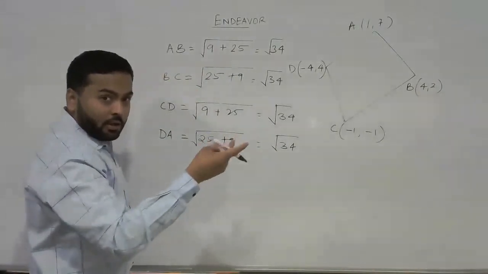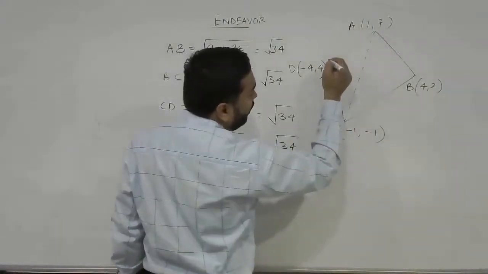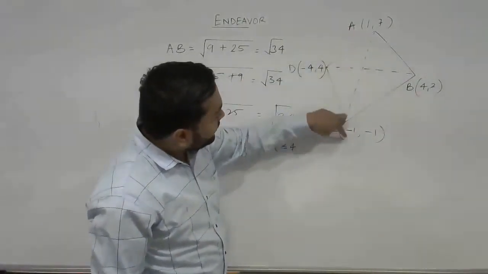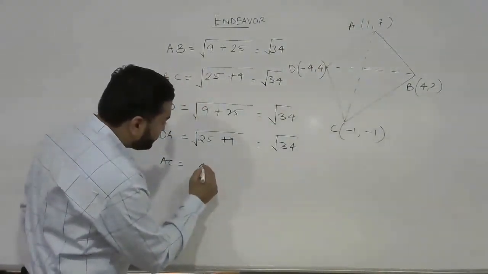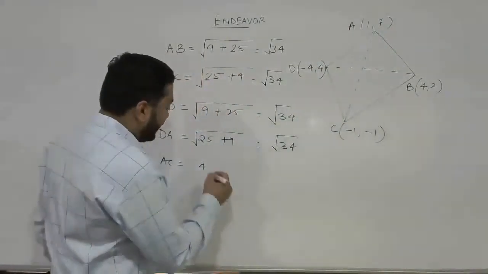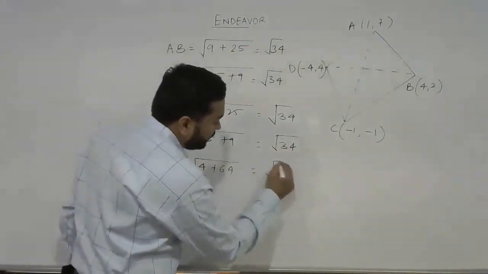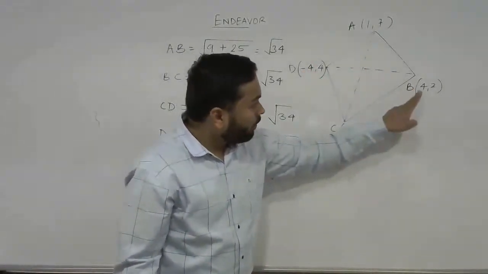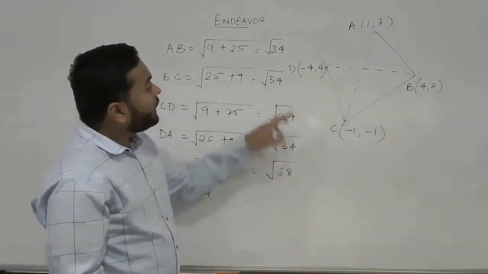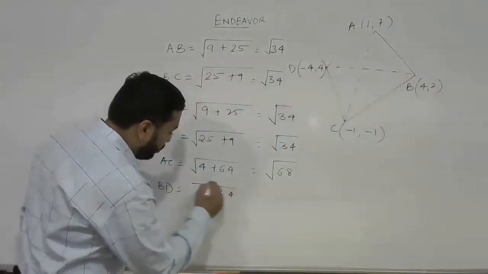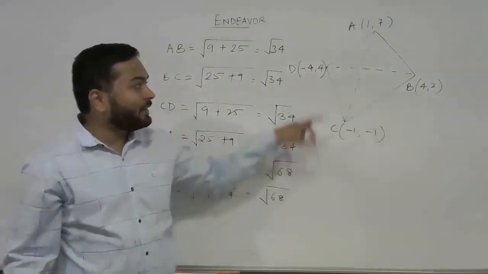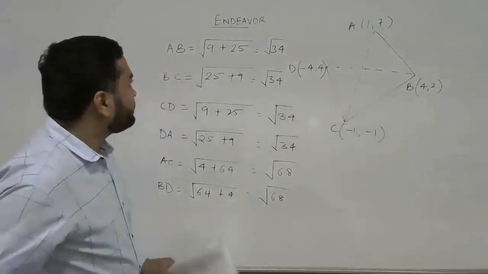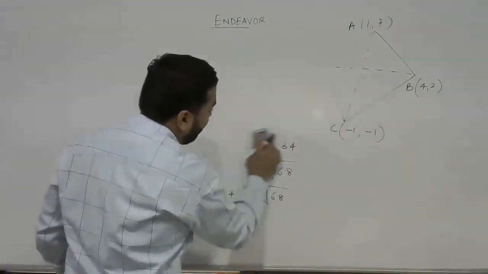Now, to eliminate either of them, we will find the length of AC and the length of BD. So the length of AC would be minus 1 minus 1, that's minus 2 squared, that's 4, and minus 1 minus 7, that's minus 8 squared, 64. So AC is root of 68. Similarly, let's find BD. BD is minus 4, that's minus 8 squared, which is again 64, and 4 minus 2 is 2, 2 squared is 4. So what we get here is root 68. So I can see that the diagonal lengths are also equal, which means this quadrilateral is a square. Clear, everyone? Great.